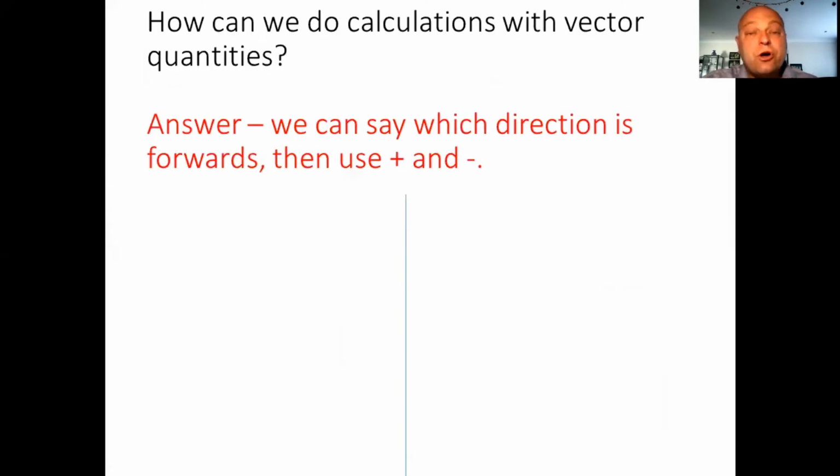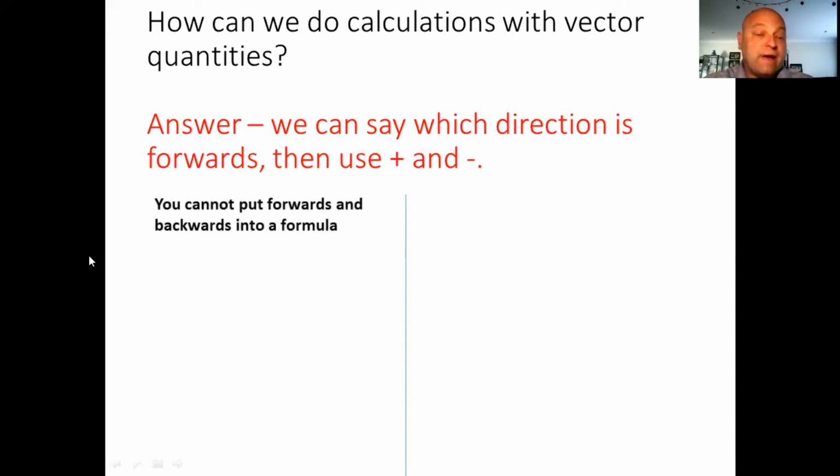So how do we put directions into calculations? When we've got directions involved, we're calling them vector quantities. Well, the answer to that is we can say which direction is forwards and then use a plus and a minus. Let's have a look here then.